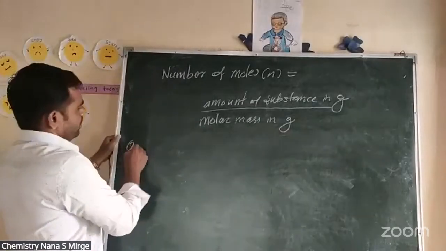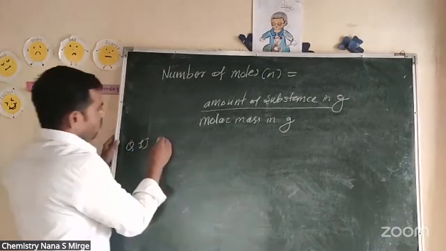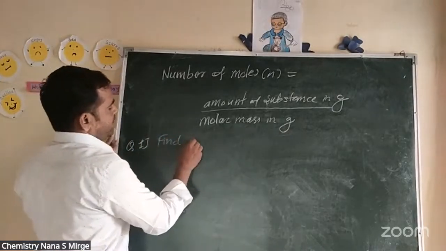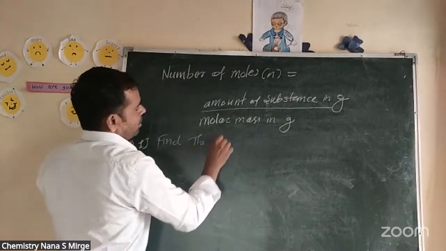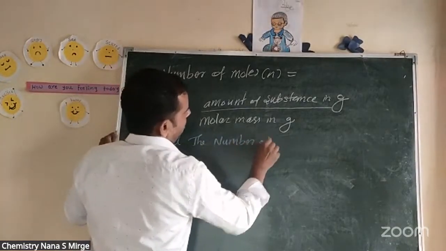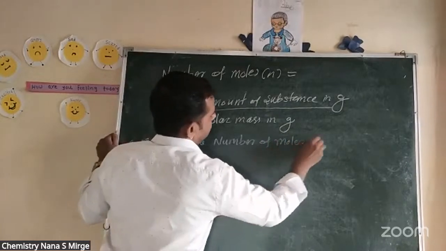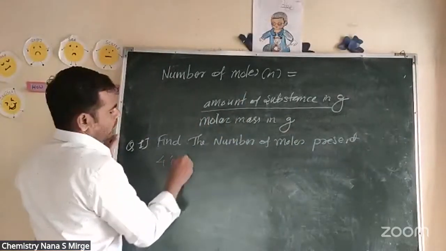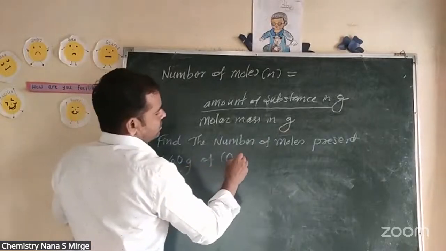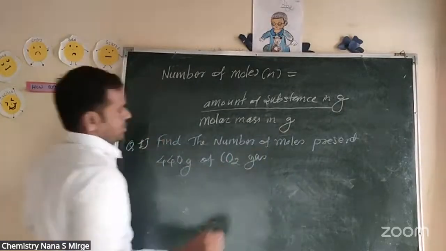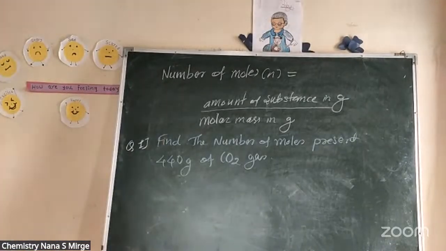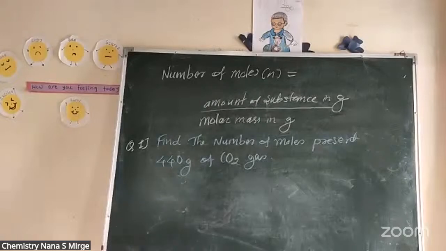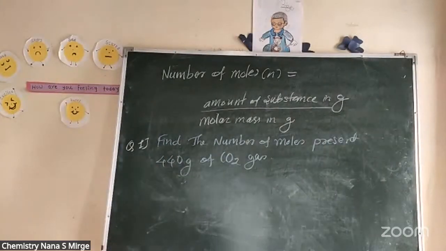For example, question number 1: find the number of moles present in 440 gram of CO2 gas. You are given the amount, 440 gram of carbon dioxide, and you have to find out the number of moles present.